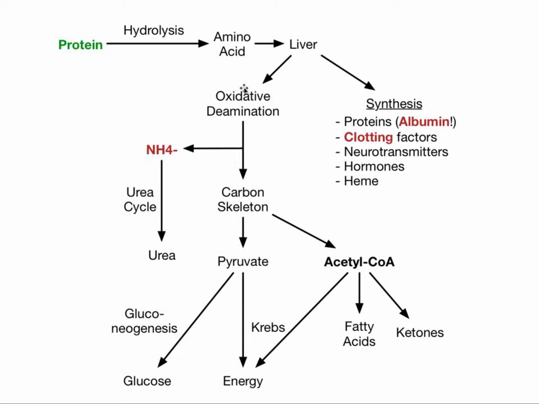When the amino acid is broken down here, we use the carbon skeleton to develop pyruvate or acetyl coenzyme A, which can be converted to energy, glucose, or fatty acids or ketones.